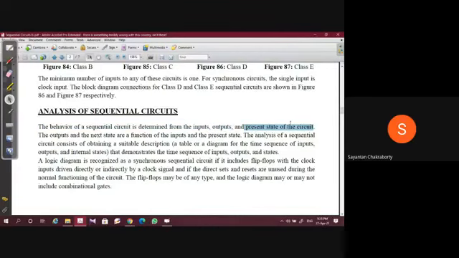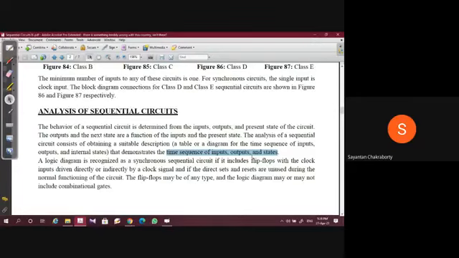So the output and the next state, as we've already seen, are functions of present state and input. Sometimes the input may not be there, sometimes the present state may not be there, but in general, they're functions of input and present state, or present state only, or inputs only. The analysis of the sequential circuit therefore consists of obtaining a suitable description that demonstrates the time sequence of input, output, and state.